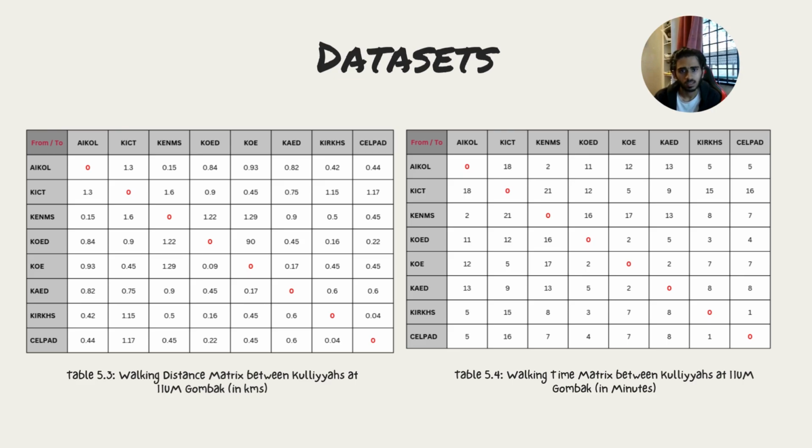The highest it takes is to go from KICD to Kenmas, which is 31 minutes, and the fastest is between CELPAD and KIKHS, which is just 1 minute.